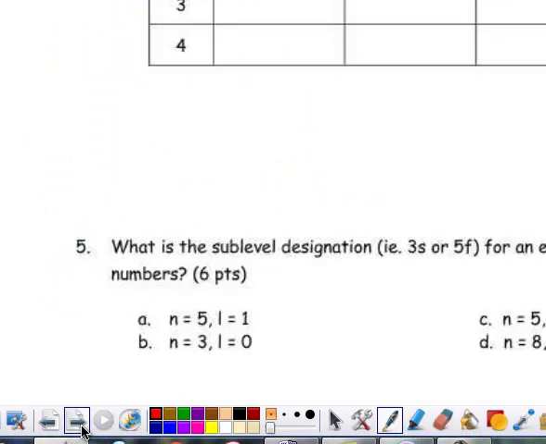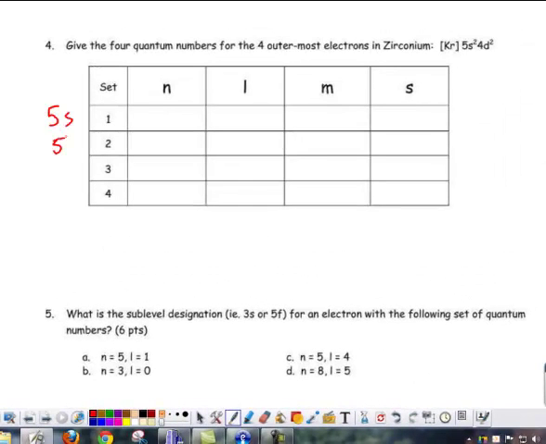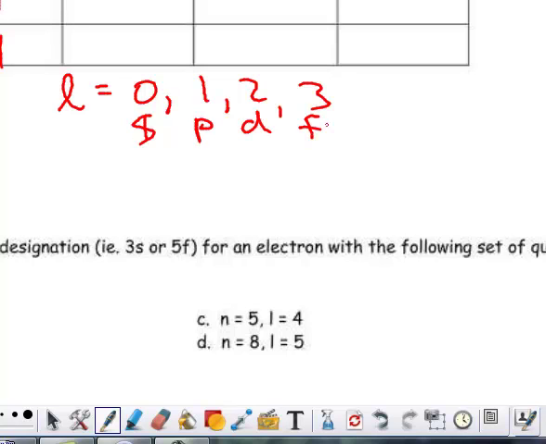Okay, give the 4 quantum numbers for the 4 outermost electrons in zirconium. 5s2 and 4d2. So we're going to have 2 electrons in the 5s and 2 in the 4d. Remember, the first 2 columns are pretty easy. The coefficient is the energy level. And then l is equal to 0, 1, 2, 3, which corresponds to s, p, d, and f.